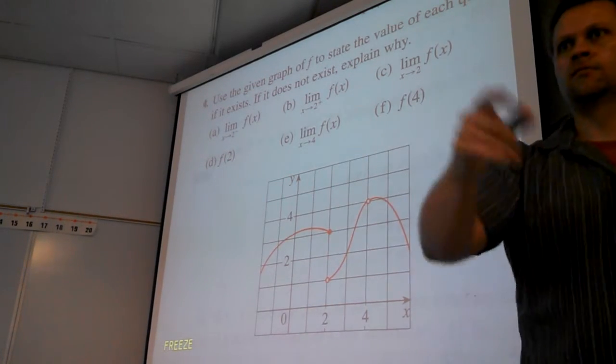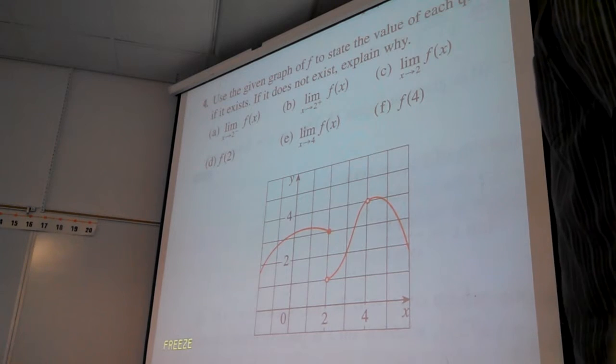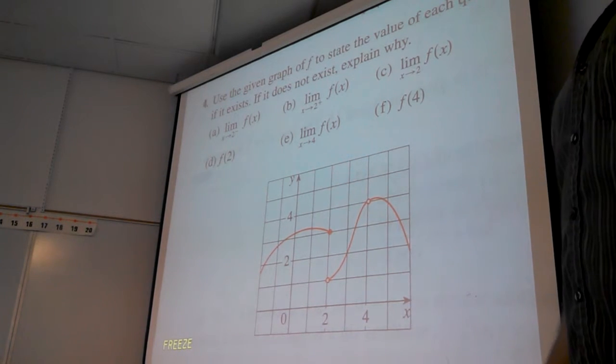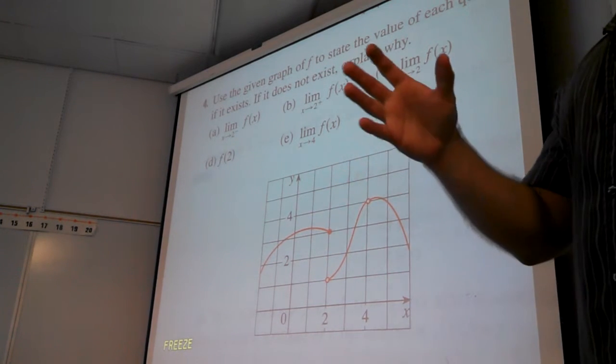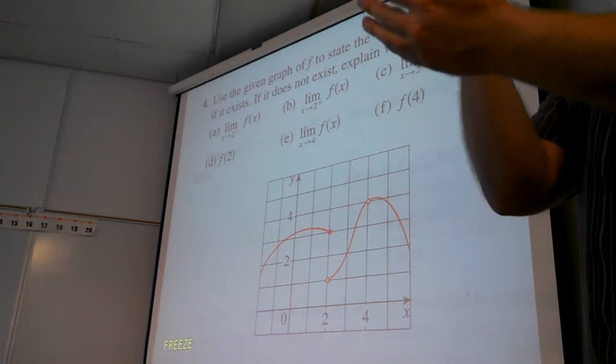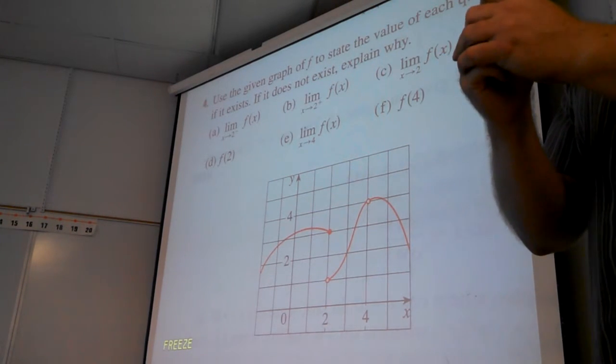The limit where it's approaching from both sides, you would say... Officially, the answer there, don't say undefined. You'd say does not exist. Okay. Good. I like it.